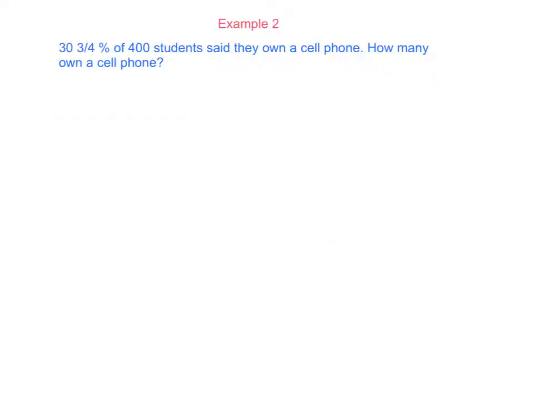Let's try another one. So 3 3/4% of 400 students said they own a cell phone. How many own a cell phone? Well, again, let's just make sure we've got this percent right. So we know here it's 3%, right? And plus we've got our 3/4%. Well, you know from last lesson, to get that to make sense, you got to convert this into your decimal percent. So all we're going to do is go 3 divided by 4 equals 0.75.